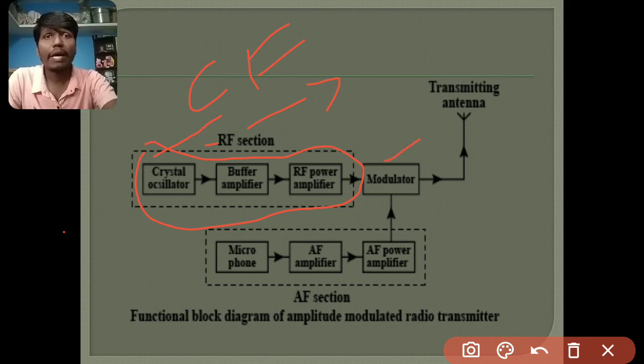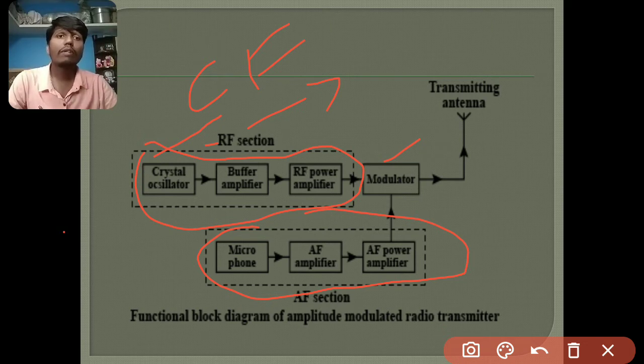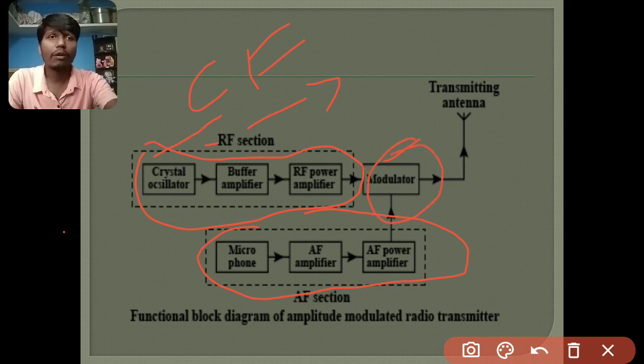Then the second one: microphone, AF amplifier and AF power amplifier, which means the source of the audio frequency signal is a microphone. The audio signal is amplified by a low level audio amplifier, and finally by a power amplifier. It is then combined with the carrier to produce a modulated carrier wave, which is ultimately radiated out in free space by the transmitting antenna. This is the process of the block diagram of the amplitude modulation transmitter.